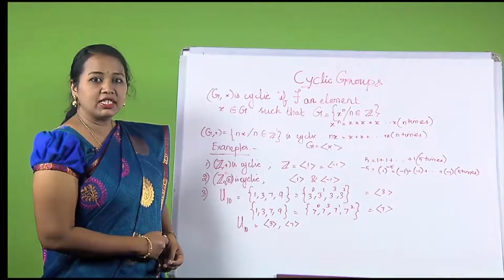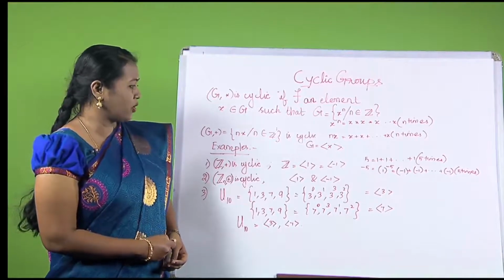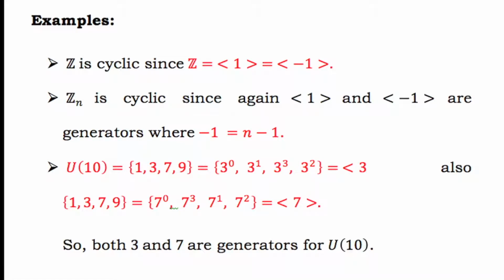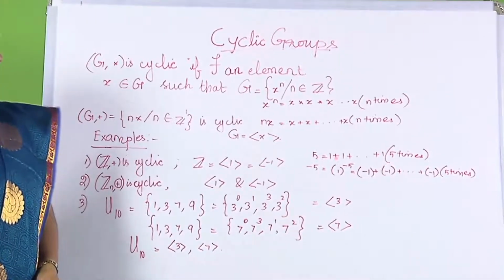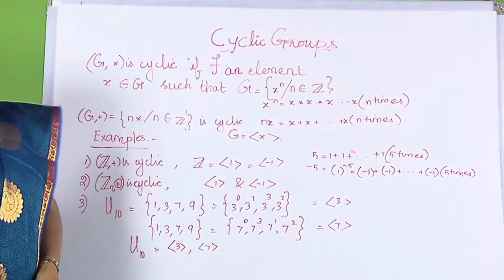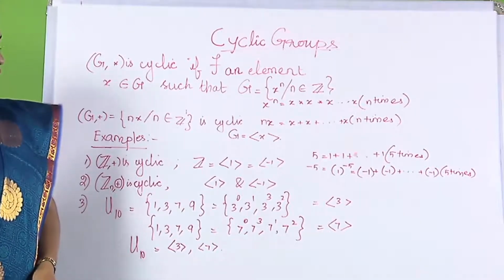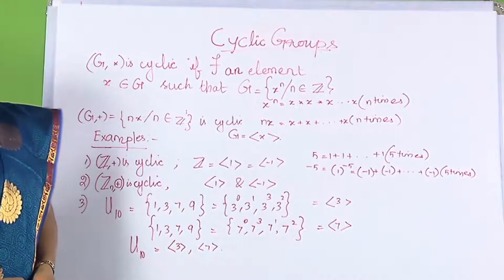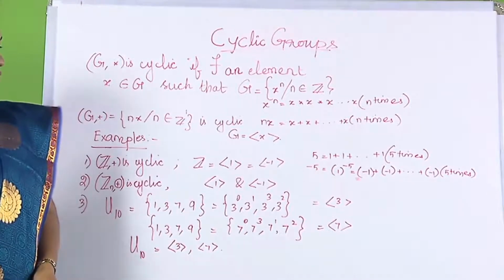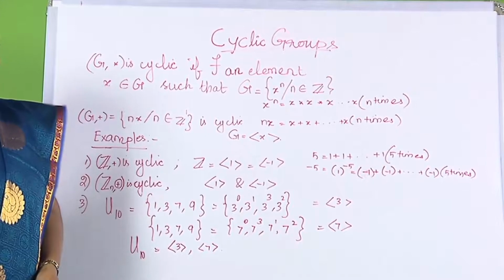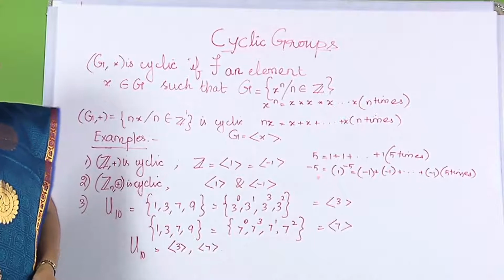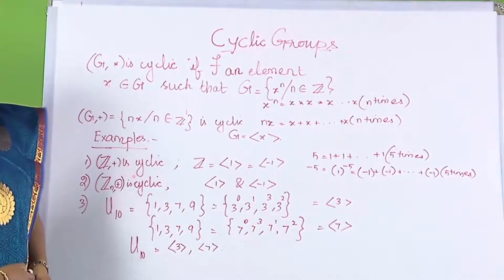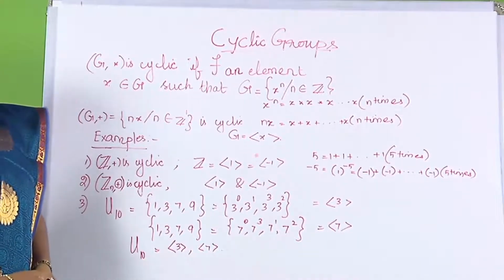The set of integers (Z, plus) is cyclic because Z can be generated by 1 as well as minus 1. For example, if you are considering the element 5, 5 can be written as 1 plus and so on 5 times. If you add them 5 times, you get 5. Similarly, minus 5 also belongs to the set of integers, the negative integer group. So, this can be written as minus 1 plus and so on up to minus 1, 5 times. So, we can say that (Z, plus) is cyclic, and these are the two generators.